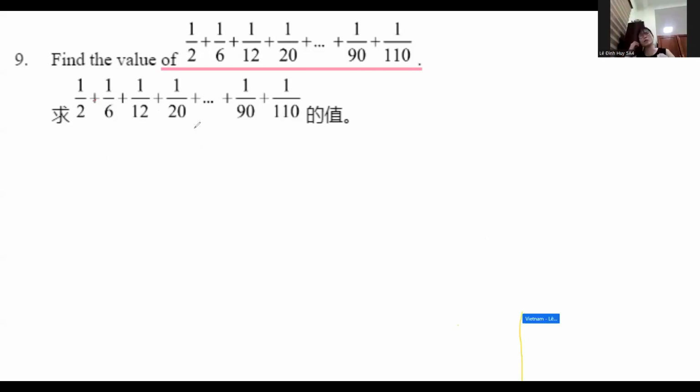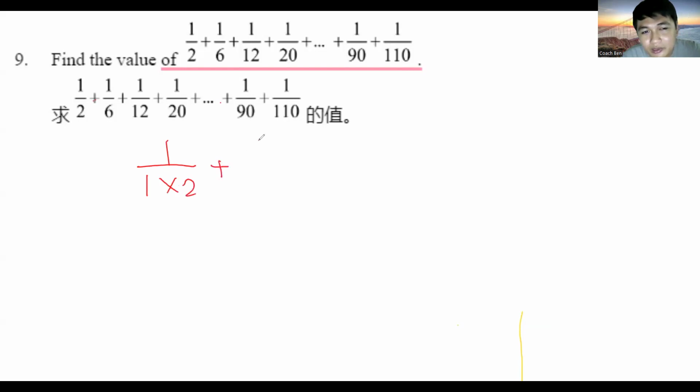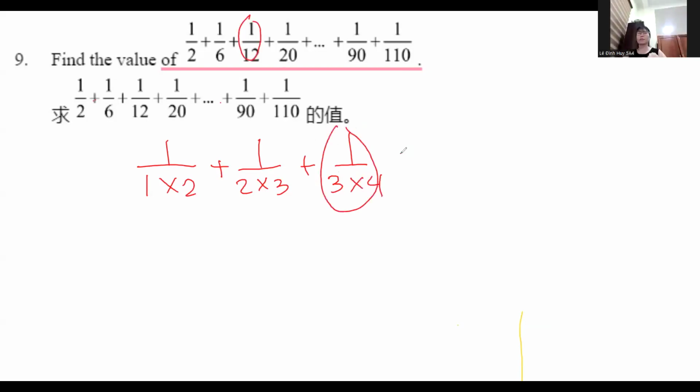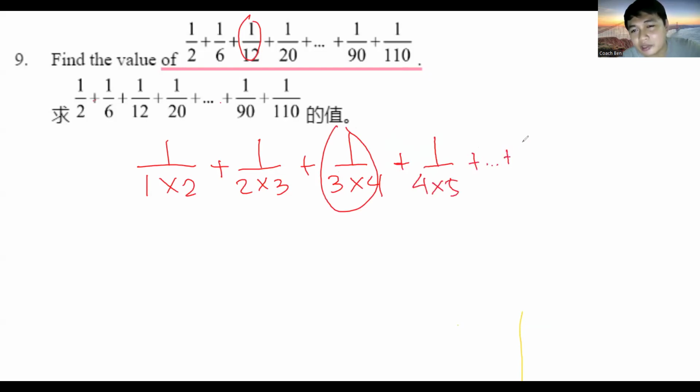Okay, let's double check. I have another solution. Let's try my solution first, okay? So, 1/2 plus 1/6 plus 1/12 plus 1/20. Notice that these numbers are actually 1 over 1 times 2 plus 1 over 2 times 3 plus 1 over 3 times 4 plus 1 over 4 times 5 up until plus 1 over 9 times 10 plus 1 over 10 times 11.